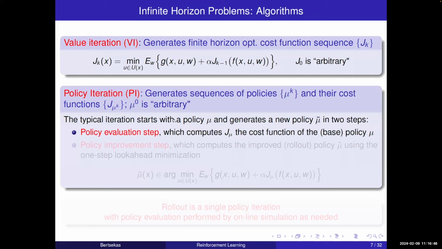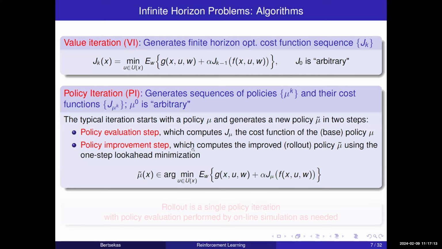This one generates a sequence of policies mu k and their cost functions J mu k, where the initial policy, or the base policy, mu zero is arbitrary. The system starts with a policy mu and generates a new policy mu tilde in two steps. First there's the policy evaluation step, which computes J mu, the cost function of the base policy mu. Then there's the policy improvement step. We obtain a policy improvement by doing a one-step look ahead, and we update the policy by finding the argmin of this function here, the control corresponding to the minimum expected cost.